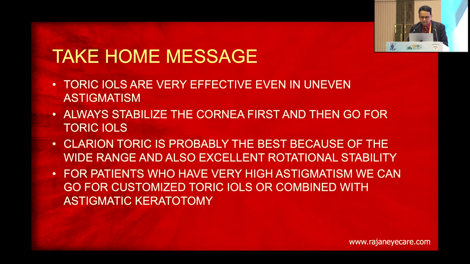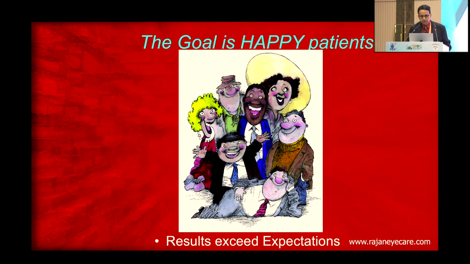The take-home message is very simple. Toric IOLs are very effective, even in uneven astigmatism. Always stabilize the cornea first and then go for the toric IOLs. Clarion toric is probably the best because of the wide range and also excellent rotational stability and fantastic long-term results as well. I don't have any financial interest. For patients who have very high astigmatism, go for either a customized toric lens or combine that with astigmatic keratotomy or what is called bioptics, what Ramurthy was talking about as well.